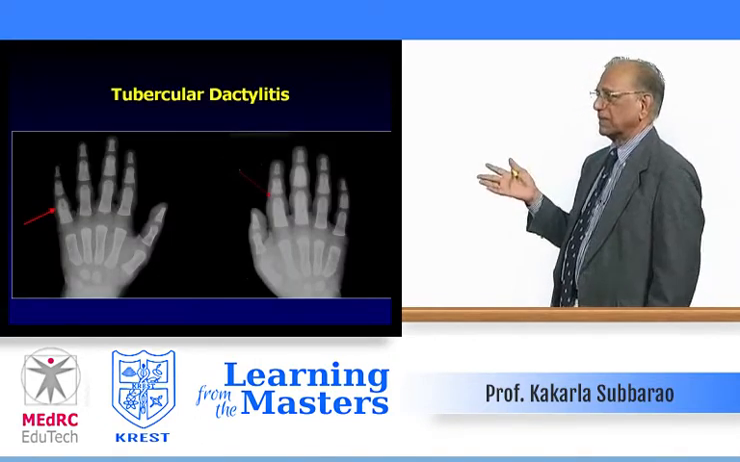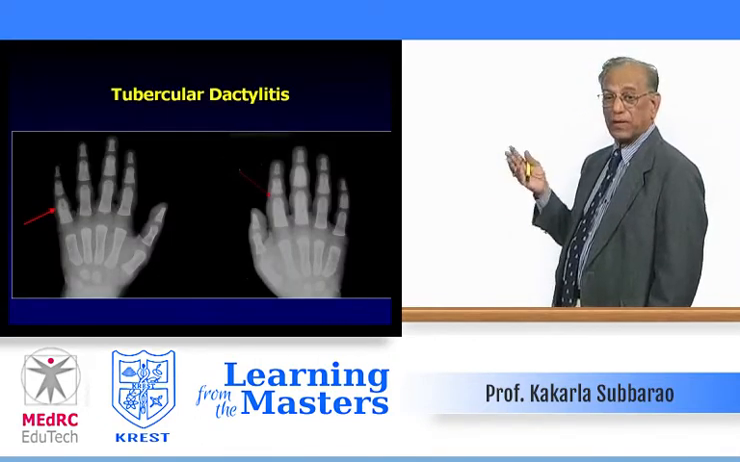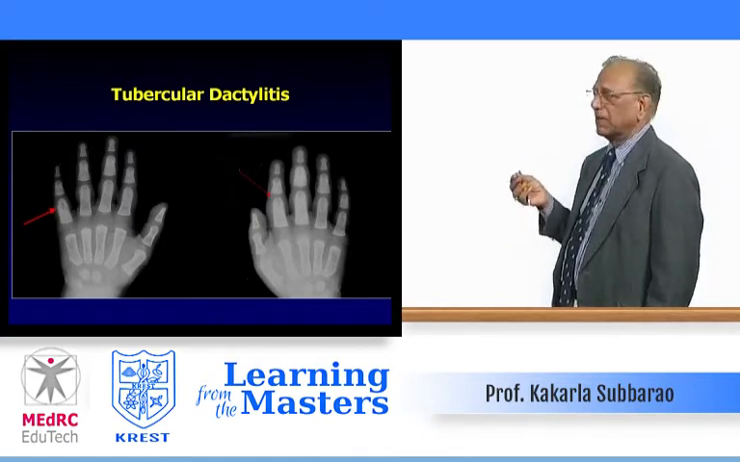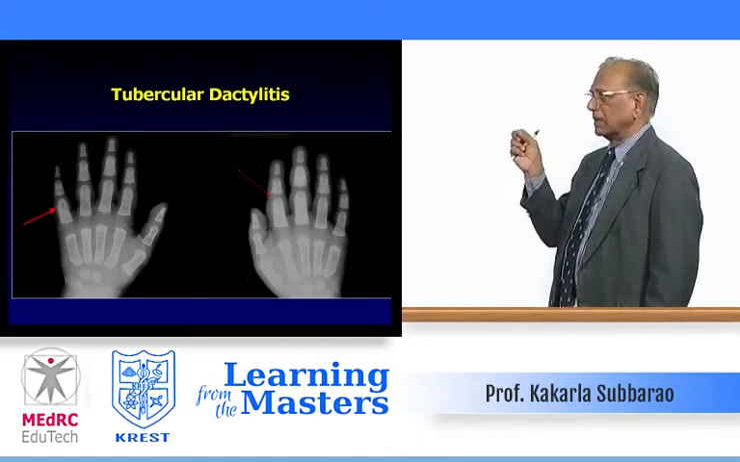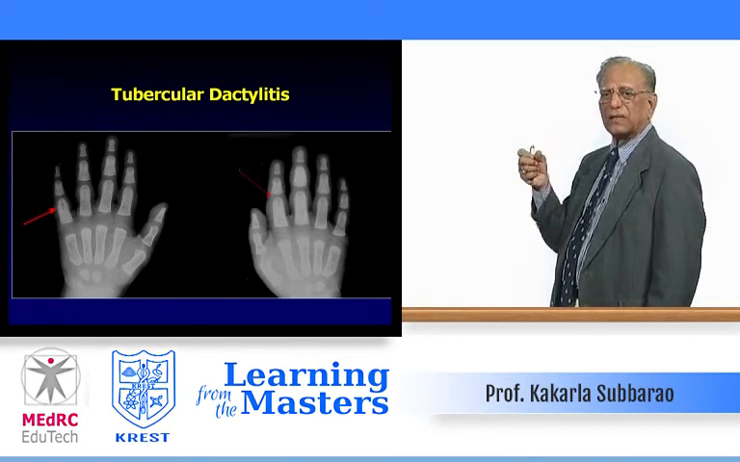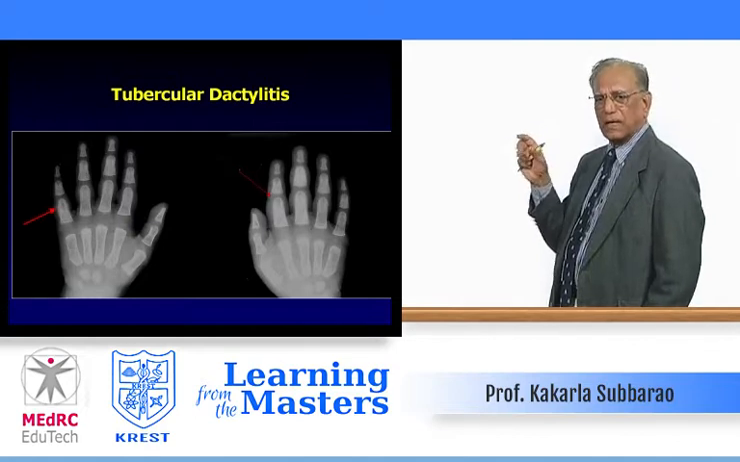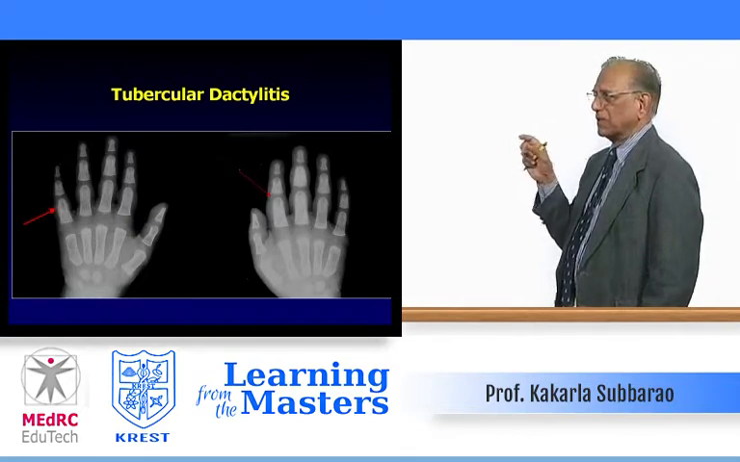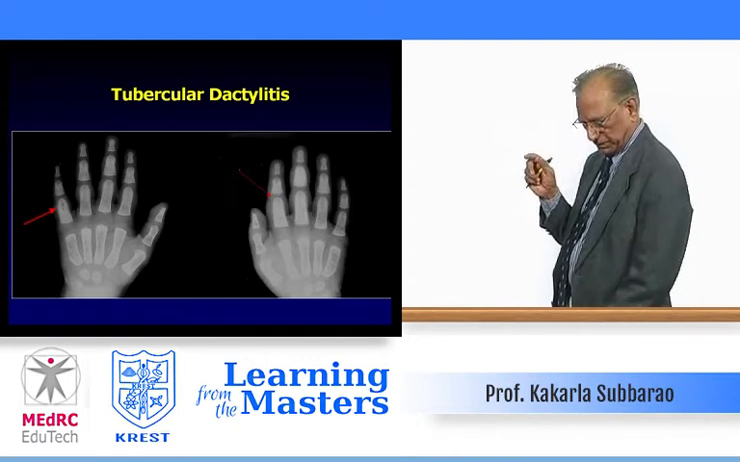Tubercular dactylitis. This is spina ventosa. It was described in the literature, that is expansion of the phalanx as if air is injected into it like a balloon. That is one of the classical examples of tuberculous dactylitis.